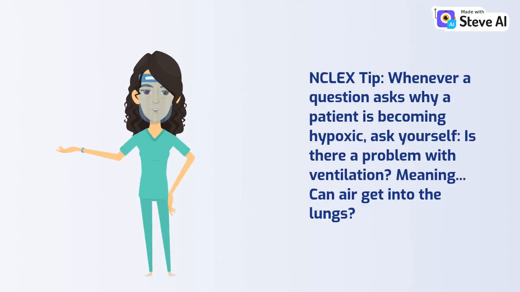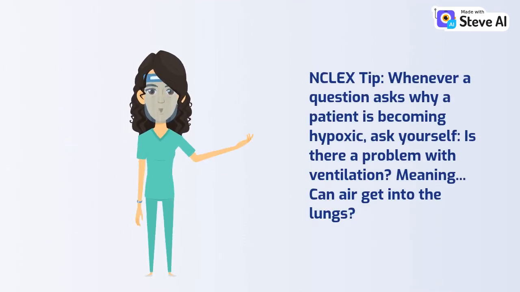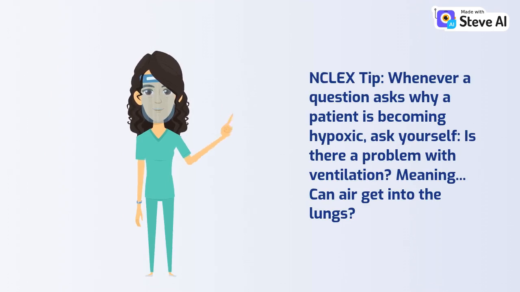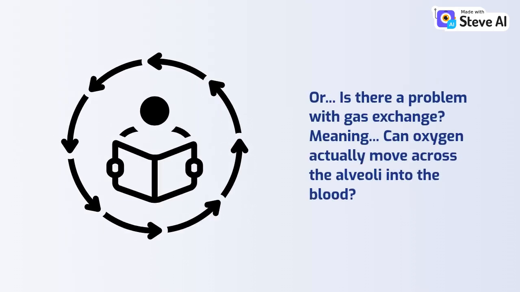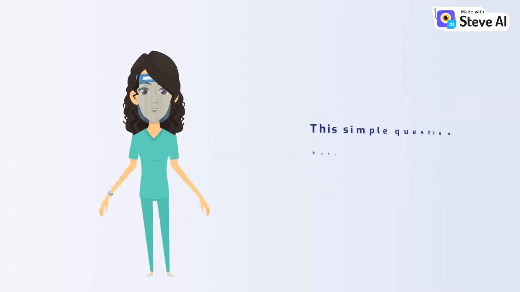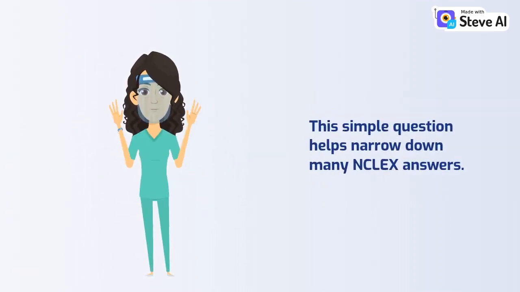NCLEX tip: whenever a question asks why a patient is becoming hypoxic, ask yourself, is there a problem with ventilation? Meaning, can air get into the lungs? Or, is there a problem with gas exchange? Meaning, can oxygen actually move across the alveoli into the blood? This simple question helps narrow down many NCLEX answers.